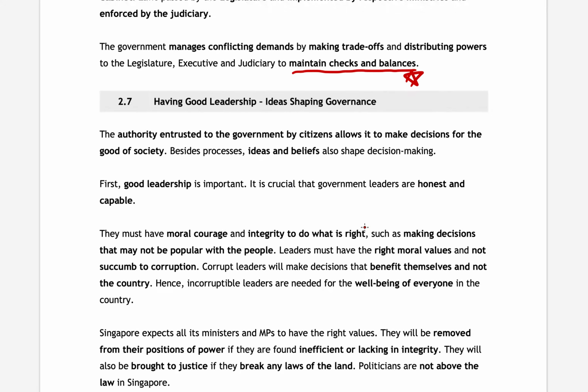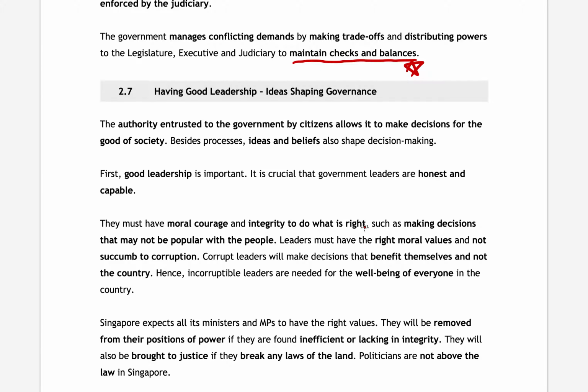Last but not least, the last section for this chapter is ideas shaping governance. Ideas shaping governance is what we believe is the best kind of governance, good governance. So, qualities that make a government good.